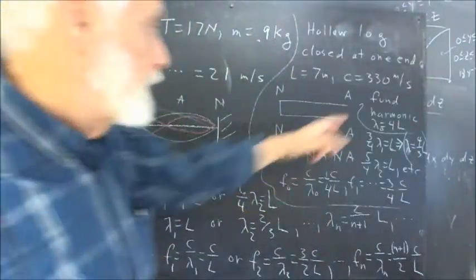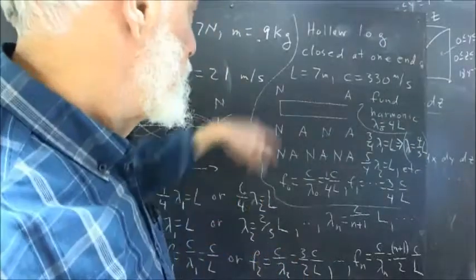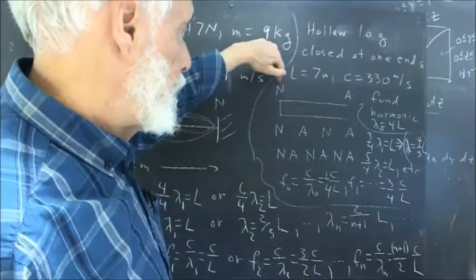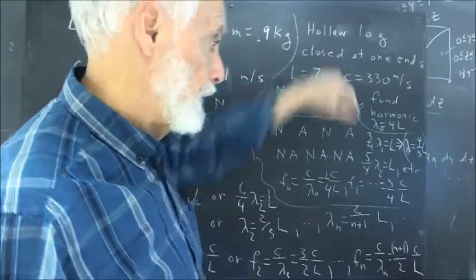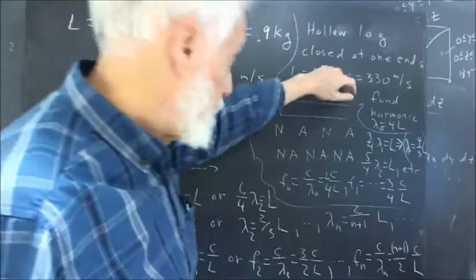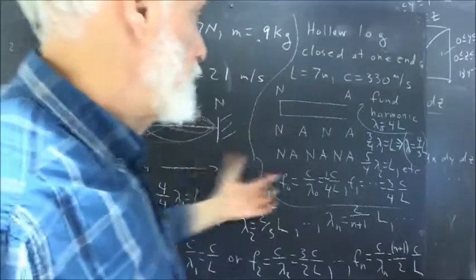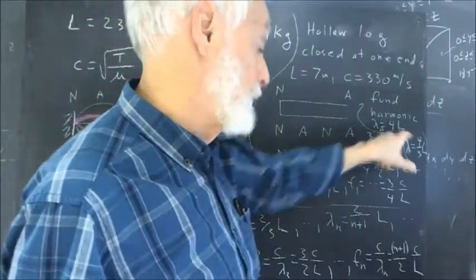Okay? Your fundamental harmonic is going to correspond to a node at the closed end, an antinode at the open end, and no nodes or antinodes in between. That's a quarter of a wavelength, so that your fundamental has a wavelength 4 times the length of the log.